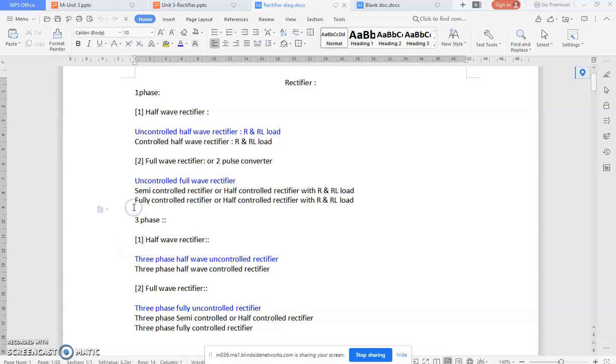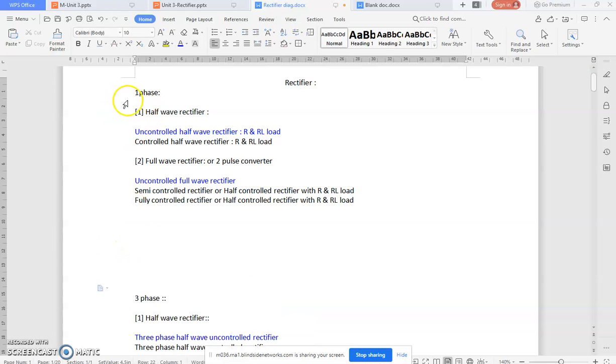The types of rectifier, you can divide into two types: one is the half wave rectifier, the second is the full wave rectifier. For the half wave rectifier, there are two possibilities: one is an uncontrolled rectifier, the second is a controlled rectifier. What is uncontrolled? A diode is used. Controlled means you use an SCR, so that's why it is called controlled. Load wise, you can use an R load or an RL load, or a combination, an RLE load, which is nothing but a motor load.